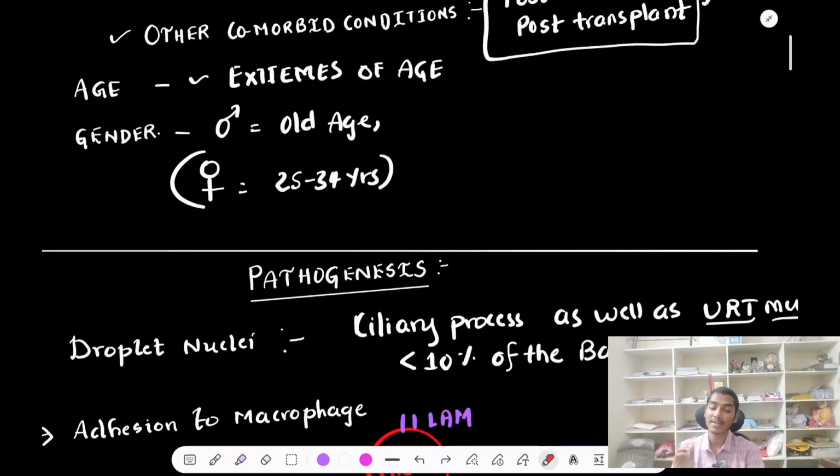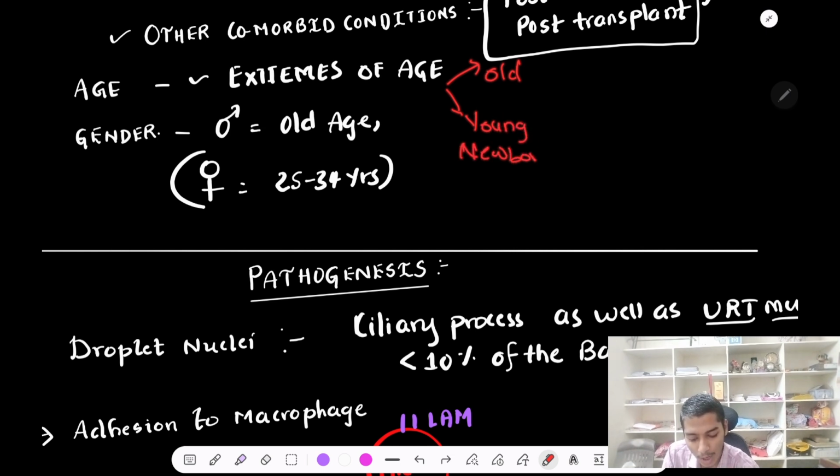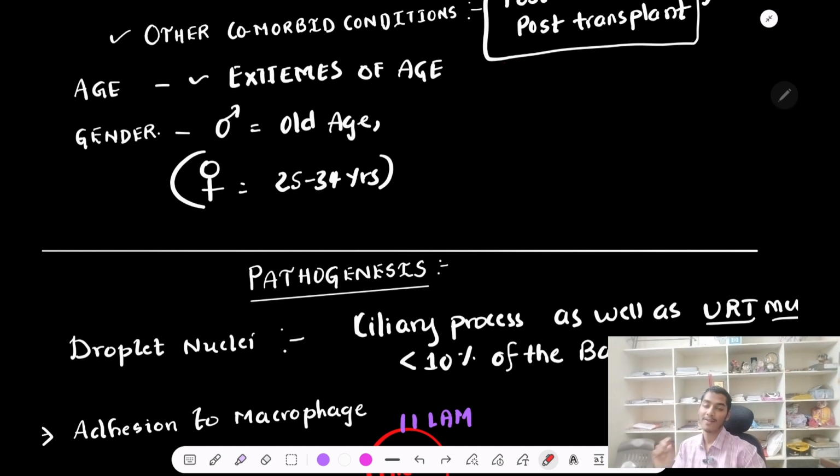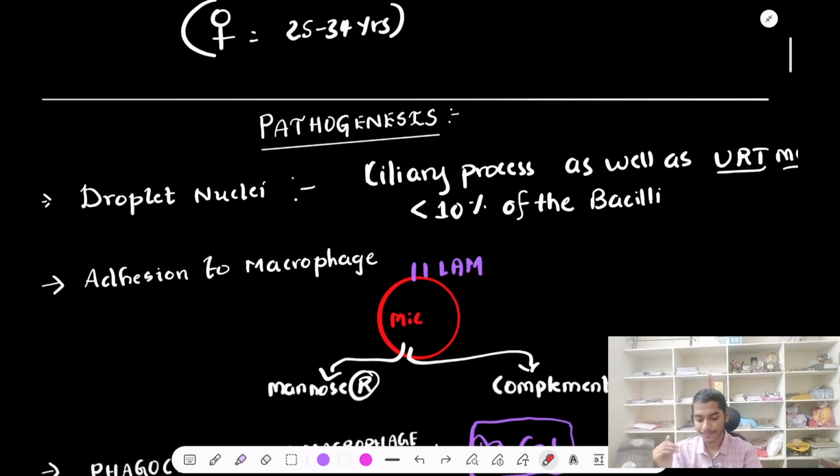The age is extremes of age, as in case of old age people or very small age people. In order to prevent this in the very young or newborns, as India is endemic for tuberculosis, we will give the BCG vaccination. In the vaccination topic in the previous video, I discussed the BCG vaccine, which is given intradermally, right? Gender also, we have males in the old age, whereas females for 25 to 34 years.